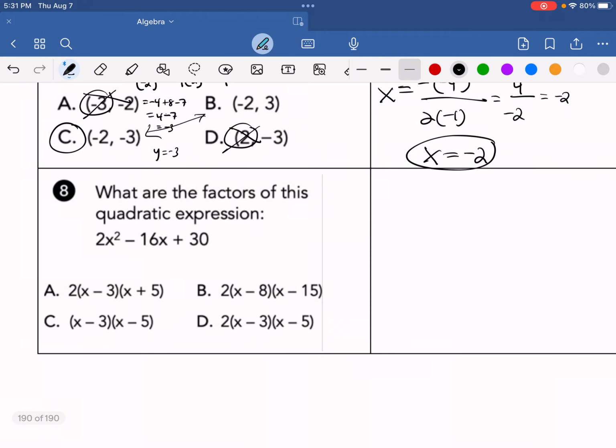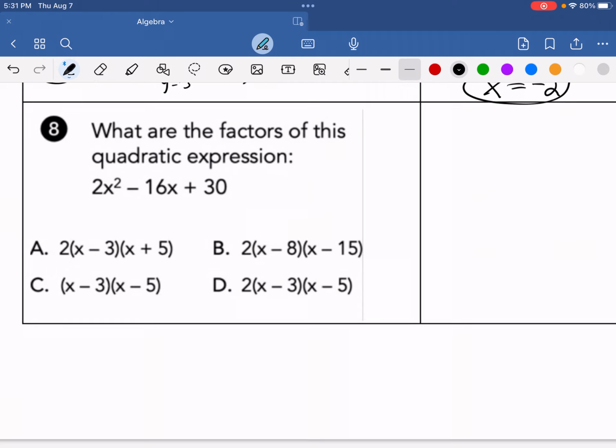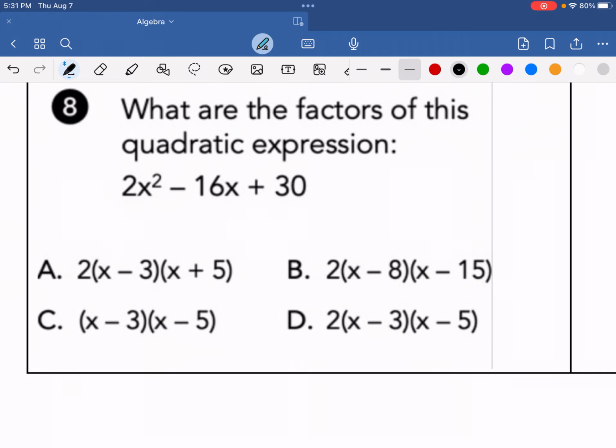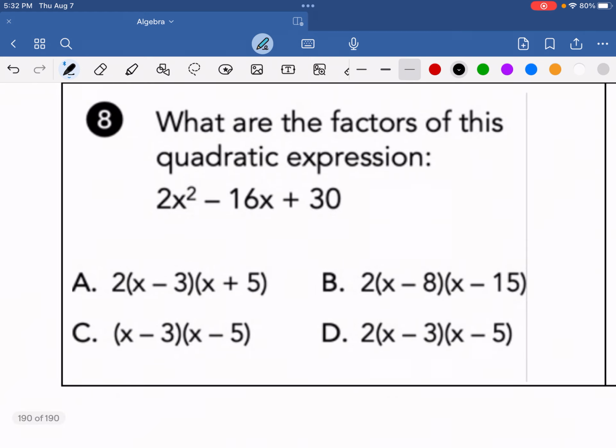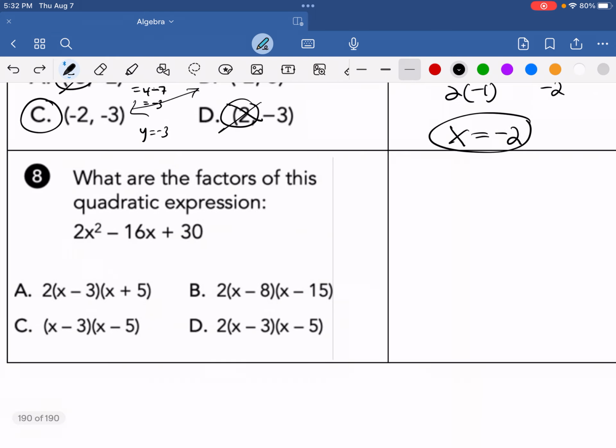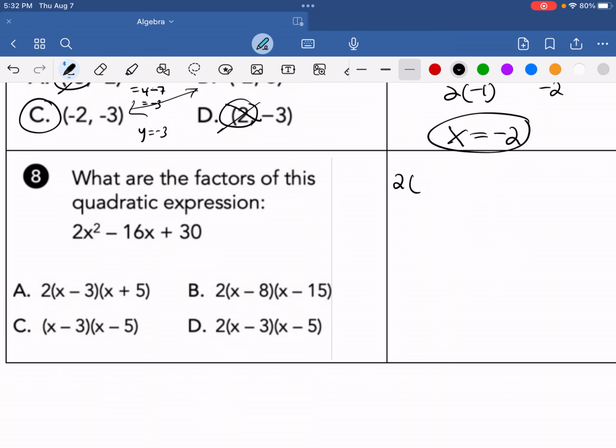Okay, what are the factors? So you would have to factor it. So two ways that you can do this problem is you can multiply this out, and if it goes back to the original, then that's your answer. Or you can factor it if you remember how to factor it. To be honest, I think I'm going to do this problem by multiplying, because you guys are pretty decent at multiplying. So yeah, that's the way I'm going to do it. I'm not going to teach you how to factor on this video.